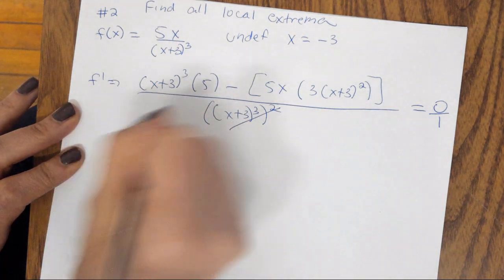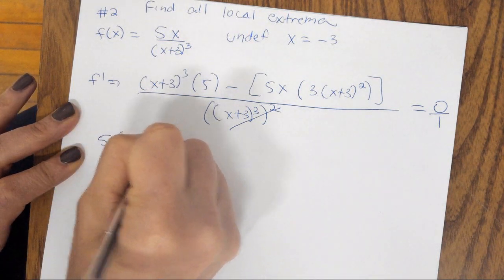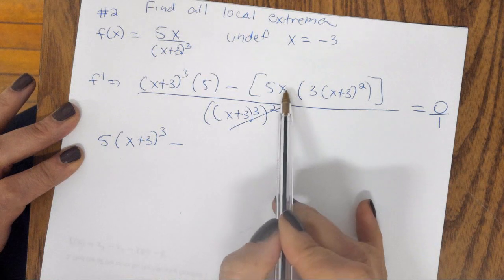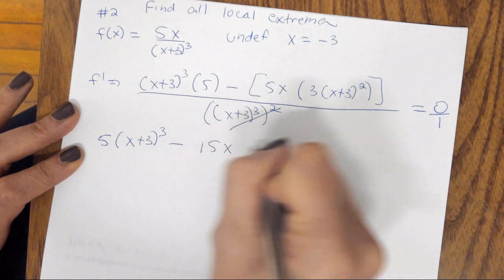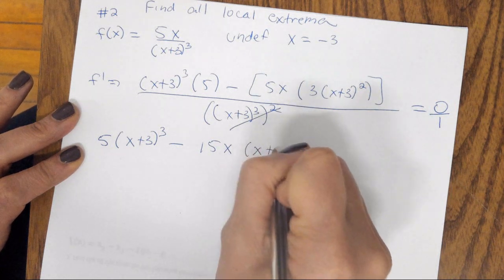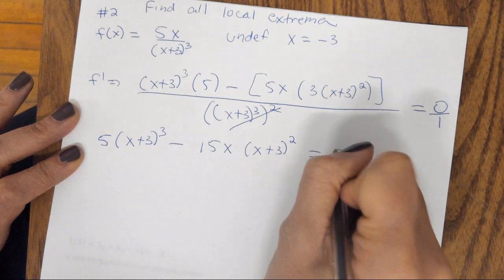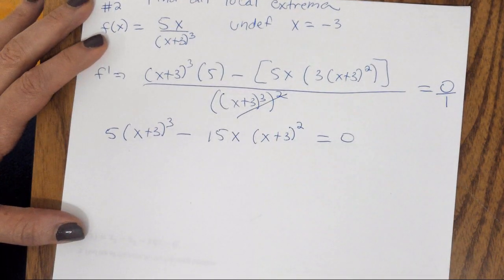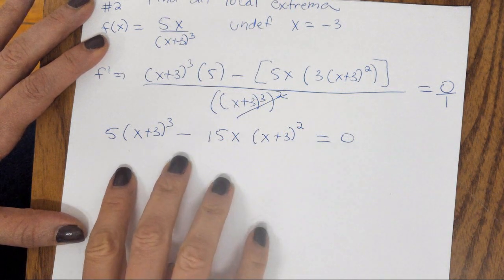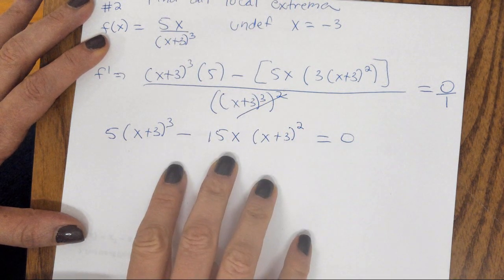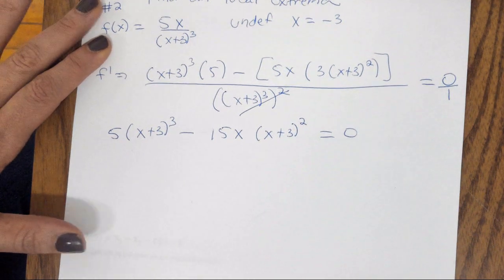So let's rewrite this. Put my 5 in front. x plus 3 cubed minus, here I have 5x times this whole thing, so that's 15x, x plus 3 squared, and this all equals 0. Well, instead of multiplying this all out, let's look. Can I factor this? I should always see if I can factor, because if I factor, sometimes then I can simplify and make my life easier.